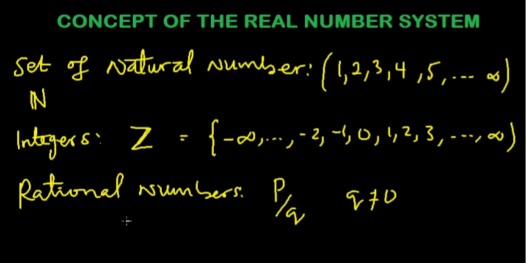And p and q are relatively prime. That means the GCD between them is 1. Now, what's the meaning of this word GCD, relatively prime? It means that there's nothing that can divide both p and q except 1. Only 1 is the number that can divide both of them. For example, 1 over 3 is a rational number because there's nothing that can divide 1 and 3 except 1.